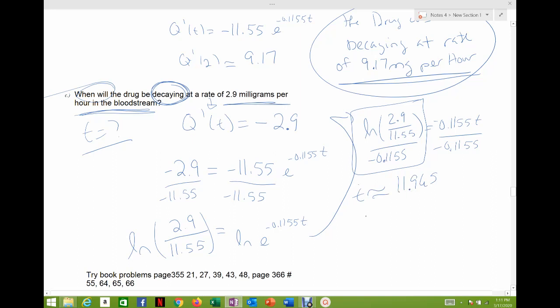It's going to come out 11.965, which I might round to 12. Alright, so 12. And again, don't leave it. When will. 12 what? 12 minutes, days, seconds, whatever. In this particular application, time is hours. So that's when it will happen. 12 hours.